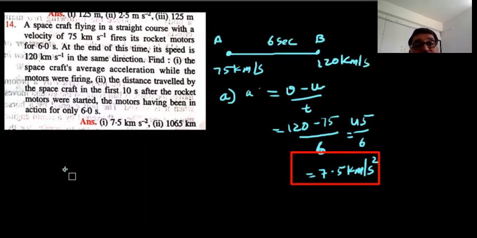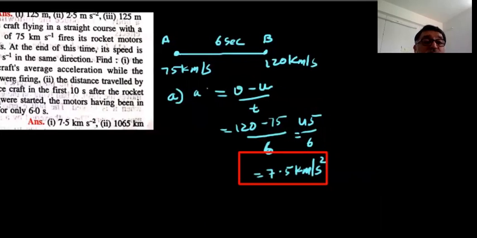Number two, the distance traveled by the spacecraft in the first 10 seconds after the rockets were started, the motor having been in action for 6 seconds. So let's try to understand this. From A to B, the time period is 6 seconds. The motors were fired for 6 seconds. After that, the motors are stopped, and then we go from B to C, and we're going to label C over here.